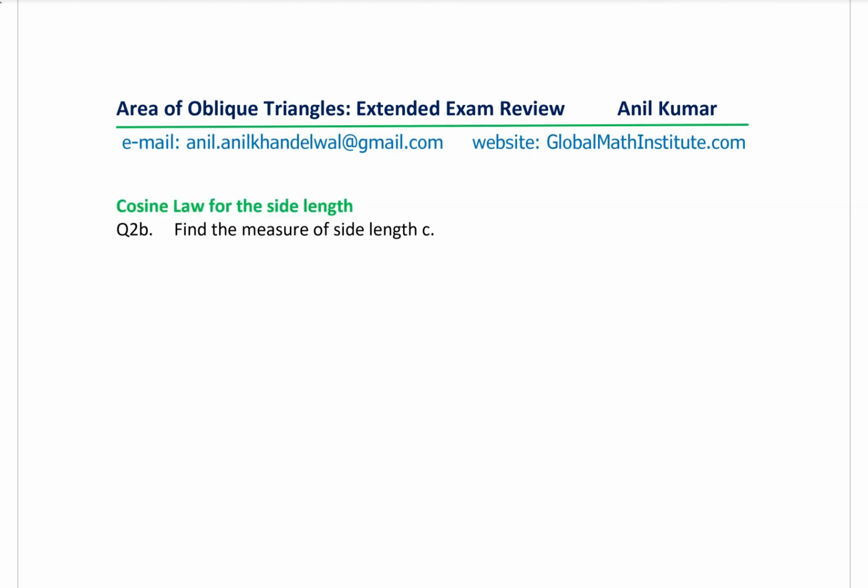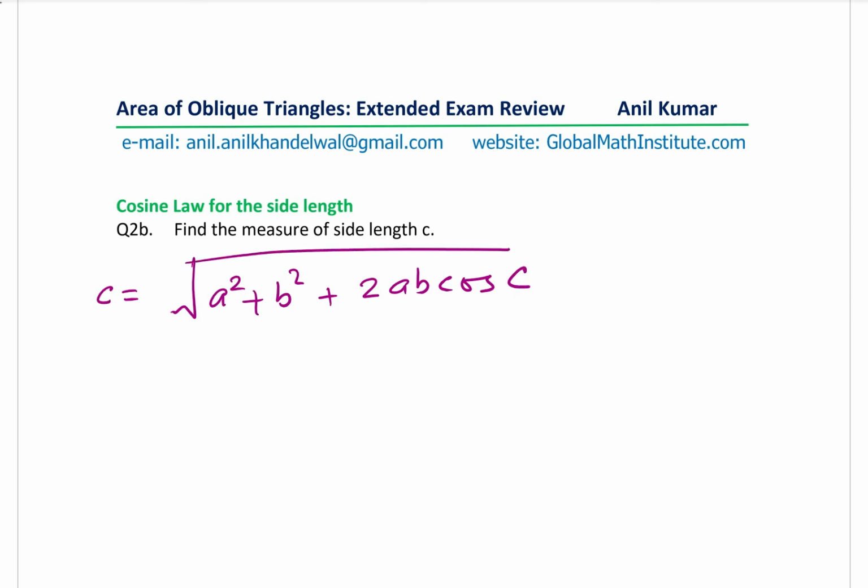Now let's find the measure of the length C. C is basically equal to square root of a square plus b square plus 2ab cos of the angle, which is C for us. Now in our case, C is equal to 60 degrees and C dash is 180 degrees minus 60 degrees, which is equal to, when we consider the cosine, then the cos value is negative of this, right? So we have two different answers here. Sorry, this is minus.